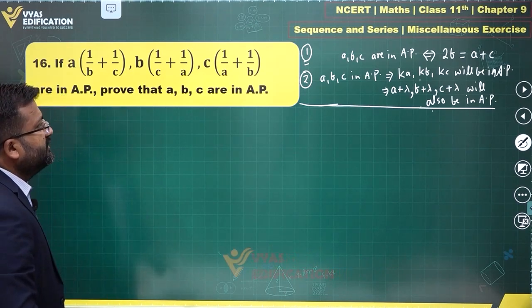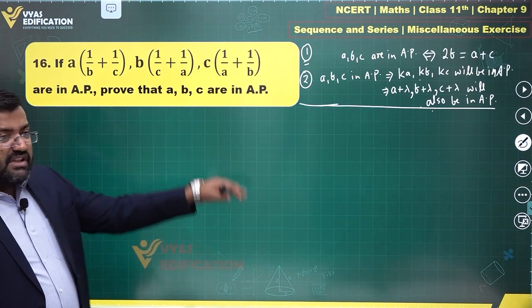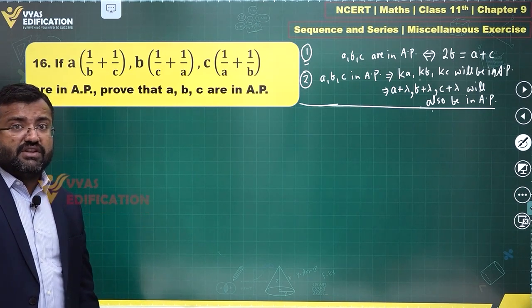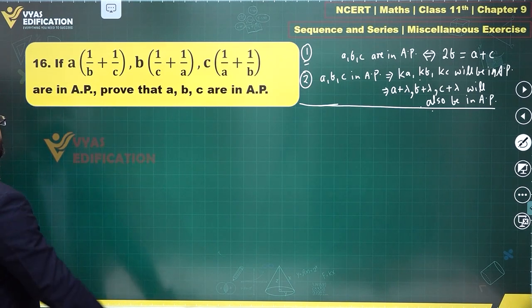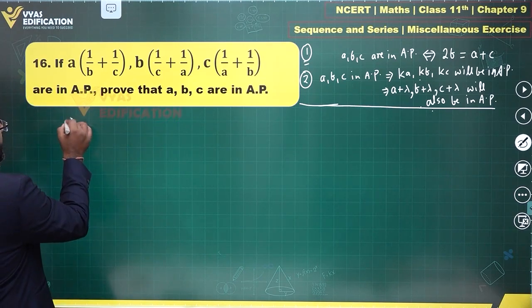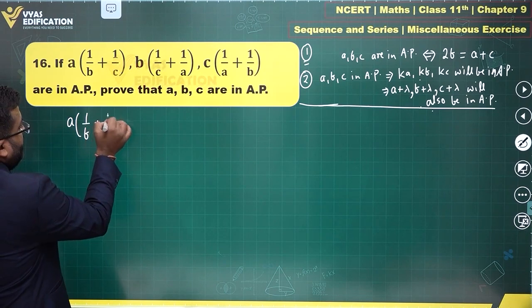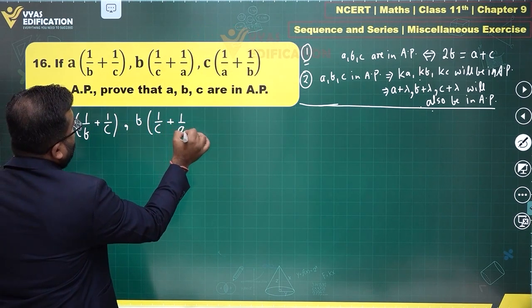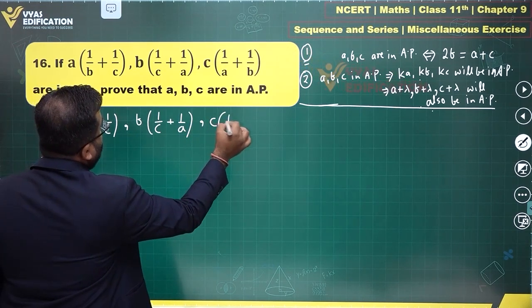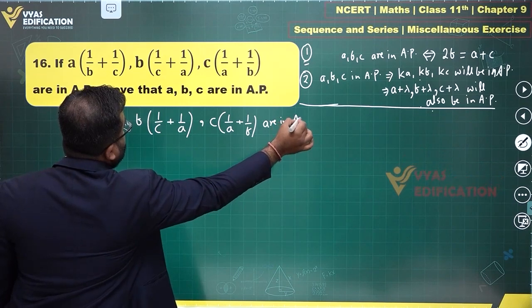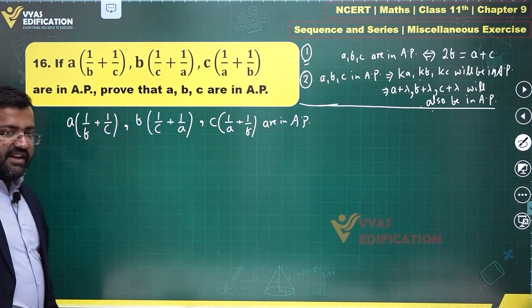Let's take a look at this question using, first of all, the second idea, which is easier in this, and then I'll show you calculations using the first idea. Right. So if A times (1 upon B plus 1 upon C), comma, B times (1 upon C plus 1 upon A), comma, C times (1 upon A plus 1 upon B) are in AP. This is given, right? These three numbers are in AP.